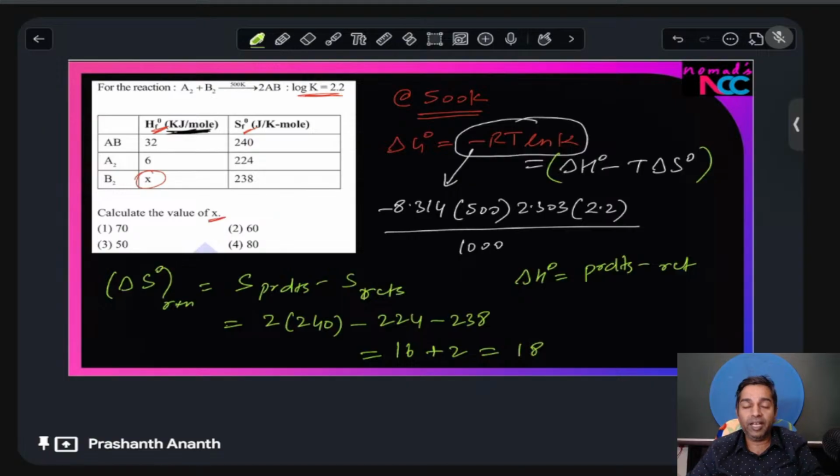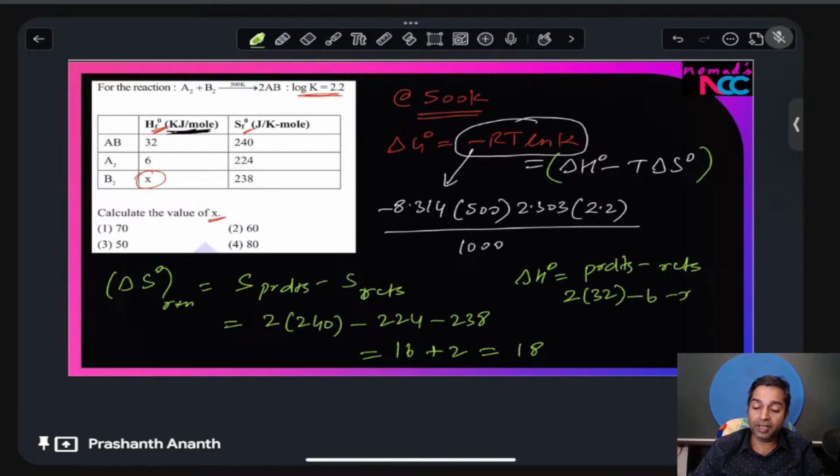So if it's supposed to be taken as products minus reactants, products is 32, reactants are 6 and X. Okay, so it's going to work out as 2 into 32 minus 6 minus X. All right, so this is going to be the case here. So now let's put it into the final equation.